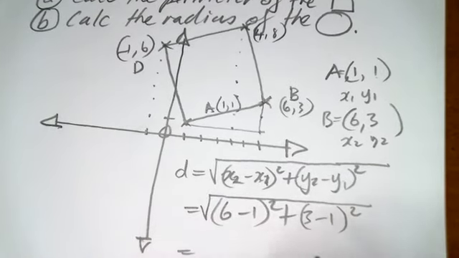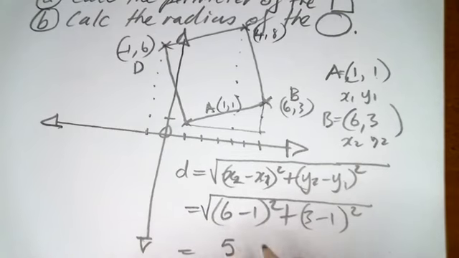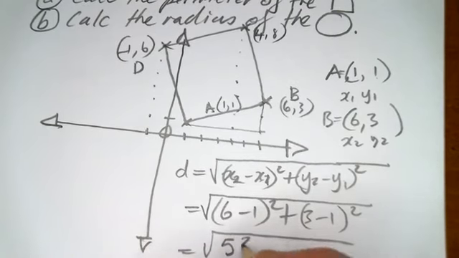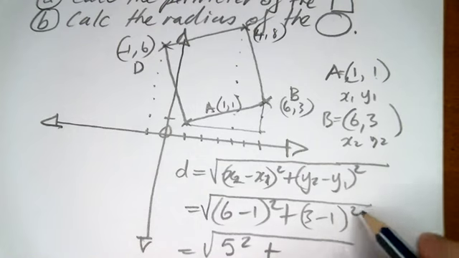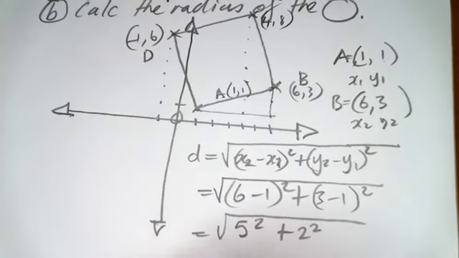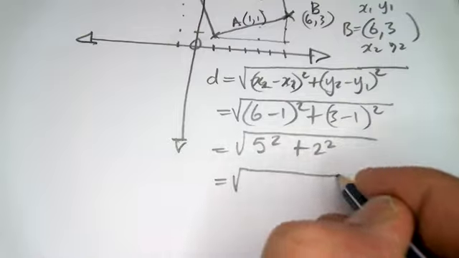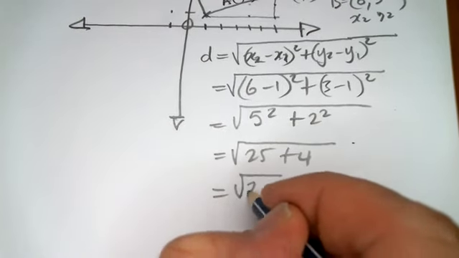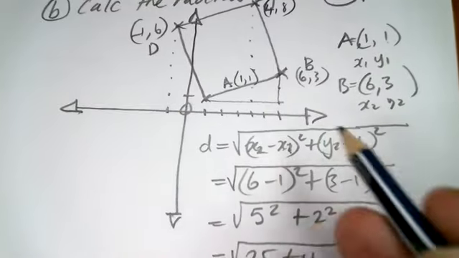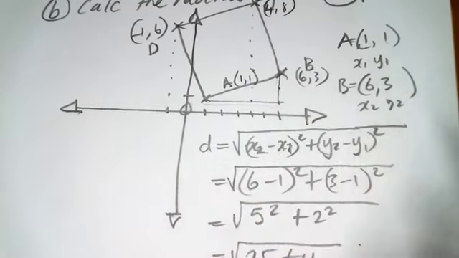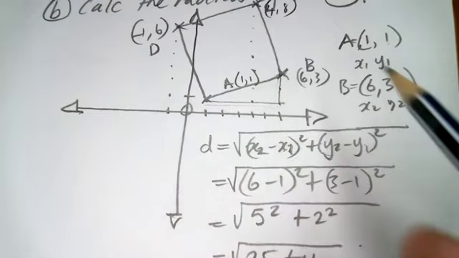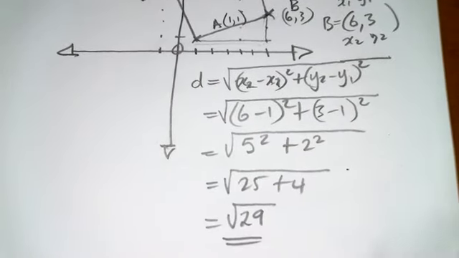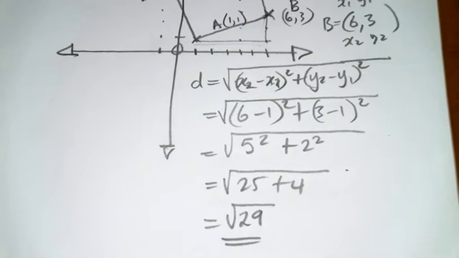So 6 minus 1 is 5, so 5 squared, plus 3 minus 1 is 2 squared, which gives us 25 plus 4, which gives us root 29. So we could have done exactly the same thing with 5 squared and 2 squared. Probably quicker to use some basic Pythag, but if you use the distance formula, you land in the same place. All right, so it's root 29.